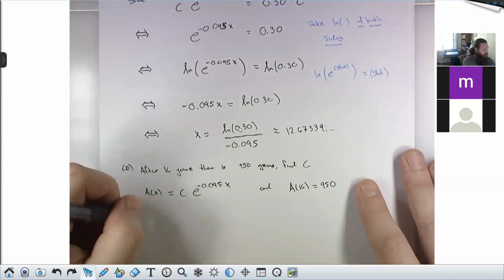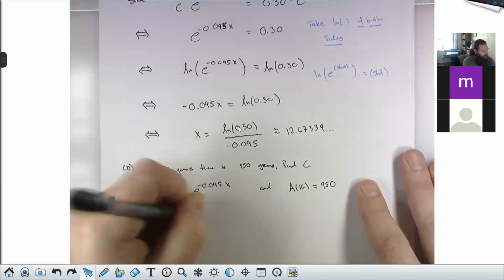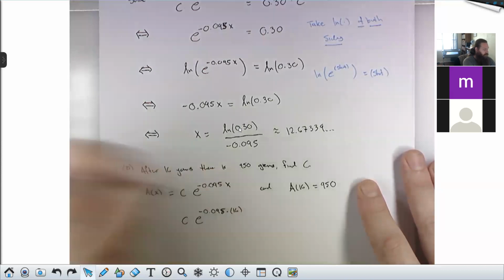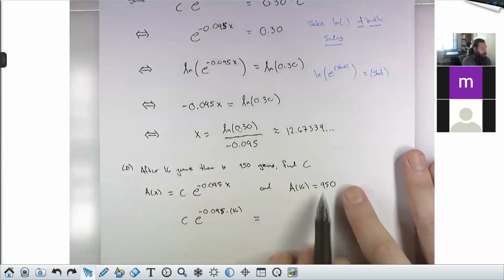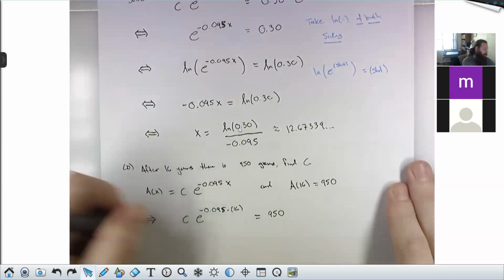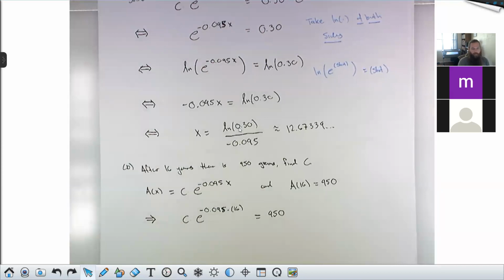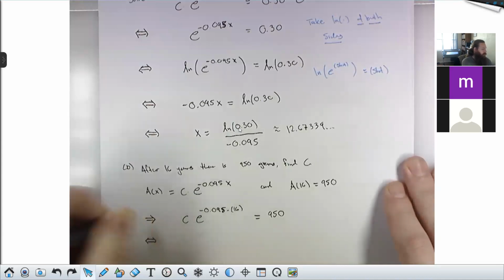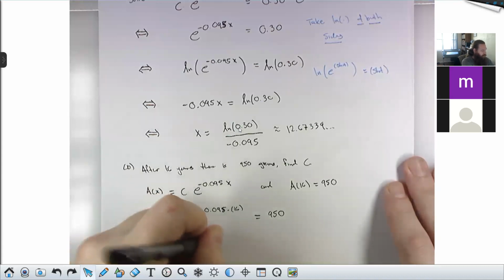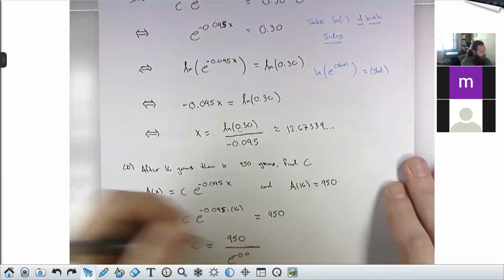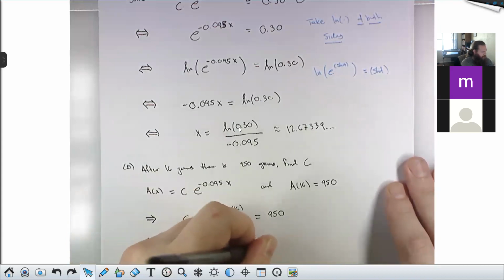So what is A of 16? Well, A of 16 is C times e to the negative 0.095 times 16. And we said after 16 years, it's 950 grams. So that means this has to be 950. And now this is an expression we can solve for C. I want to get C alone, so I'm going to divide both sides by this quantity. That means C would be equal to 950 divided by e to the negative 0.095 times 16.